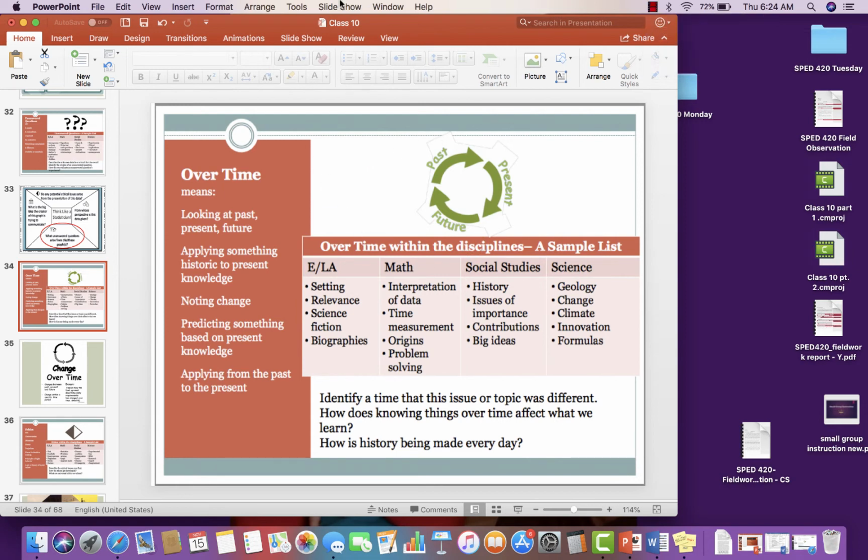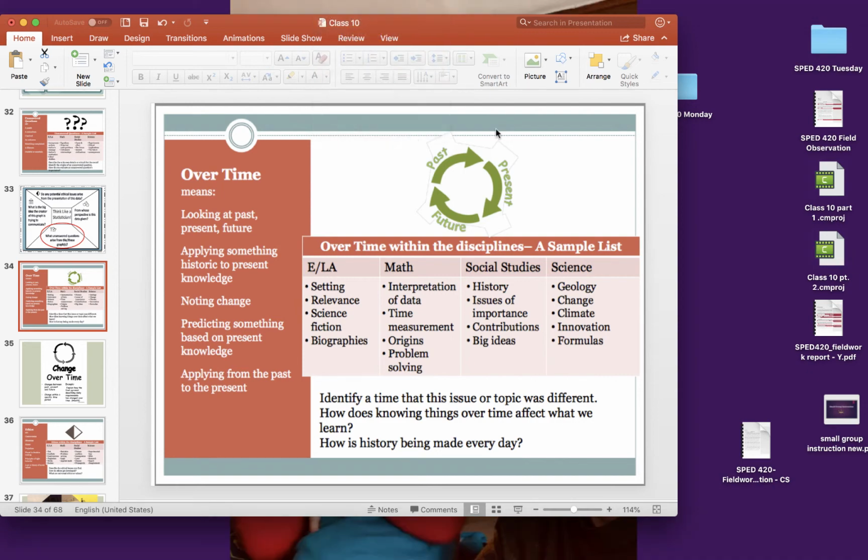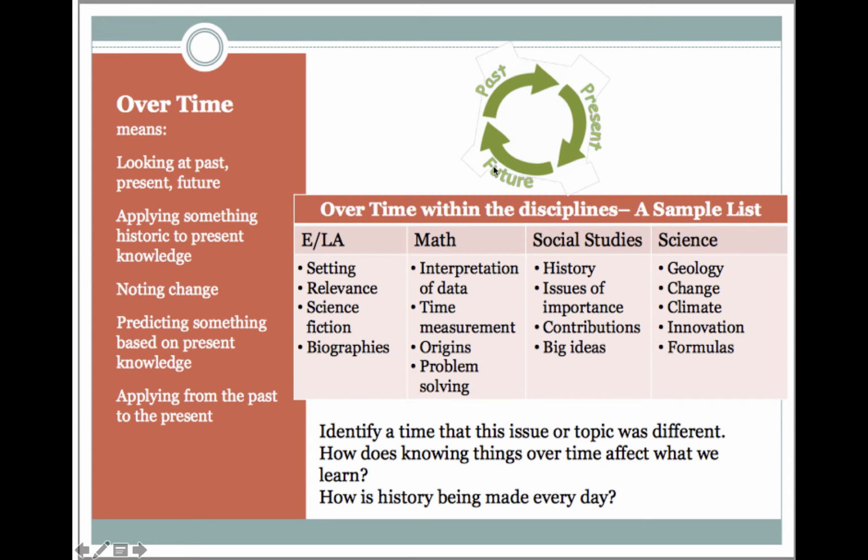The next icon we have is the icon of over time. So we're looking at the past, the present, and the future. A couple of prompts that you could give a student are: identify a time that this issue or topic was different. Or how does knowing things over time affect what we learn? How is history being made every day? These prompts guide a discussion that will ensure that we are tackling high order cognition for our students, again, that require that challenge.